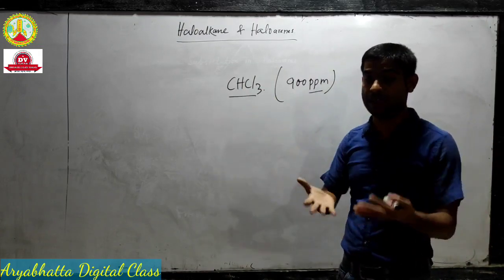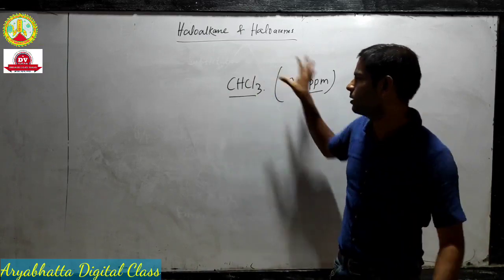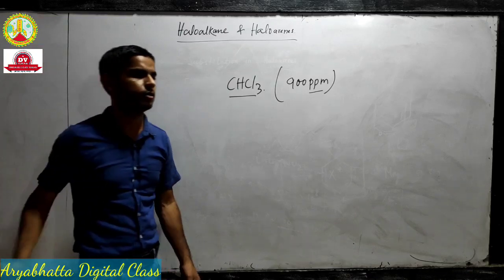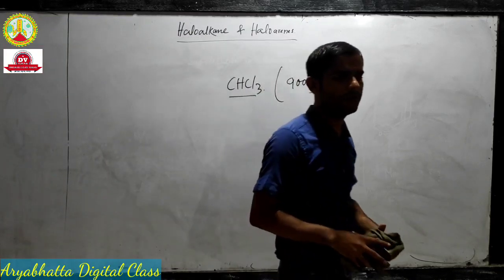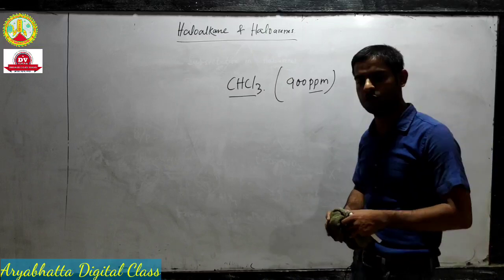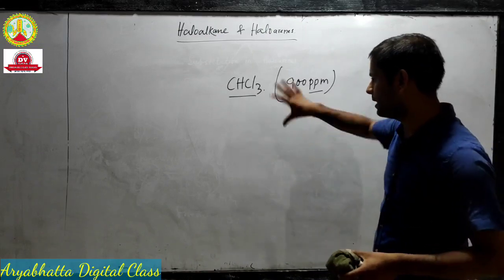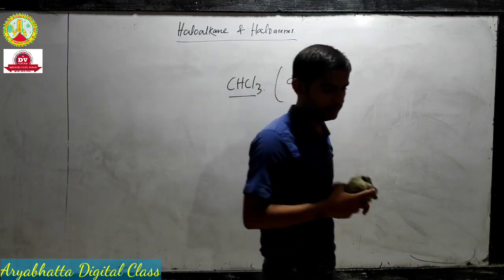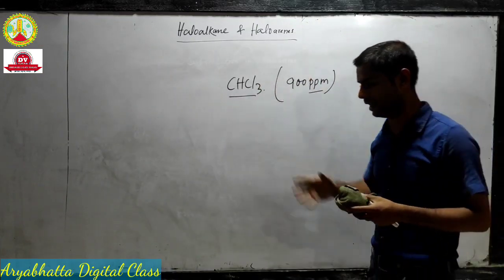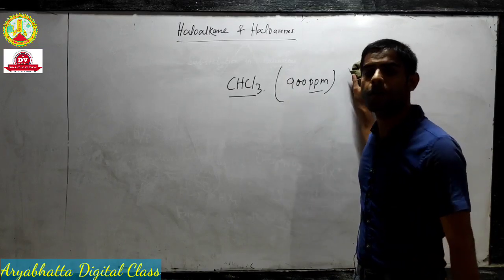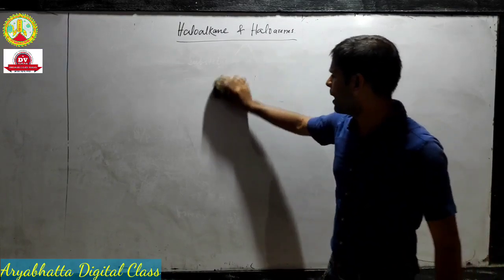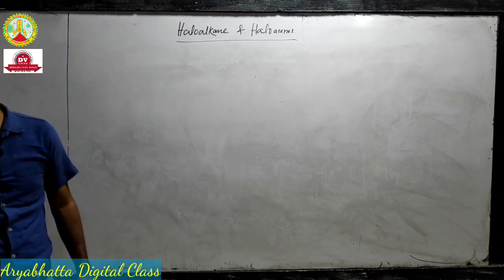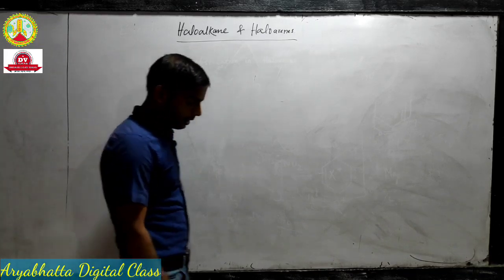If we inhale a 900 ppm concentration of chloroform, it can create symptoms like fatigue and vomiting, or even the person inhaling this gas may become senseless. It's a poisonous gas actually. Chloroform is a poisonous gas, and it is also used as an industrial chemical.